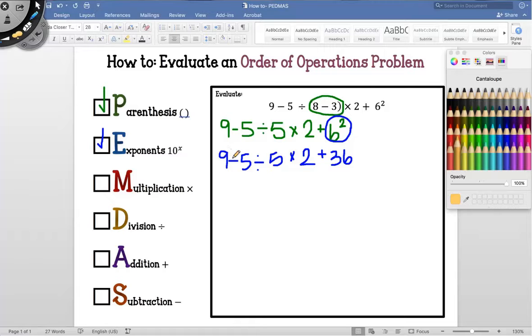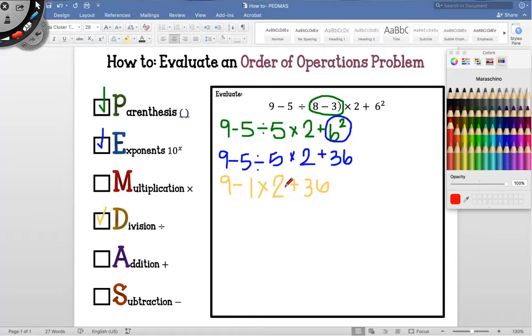So I'm going to bring down my 9, my subtraction symbol, and then 5 divided by 5, like I said, is 1. Bring down everything else after that: times 2, and then plus 36. I've completed that step, so I get to come over and check mark that off. And I know if I have multiplication in my problem after I've completed my division, even though I've skipped that step, I have to come back up and do the multiplication part of the problem. So I'm going to grab a red pencil.